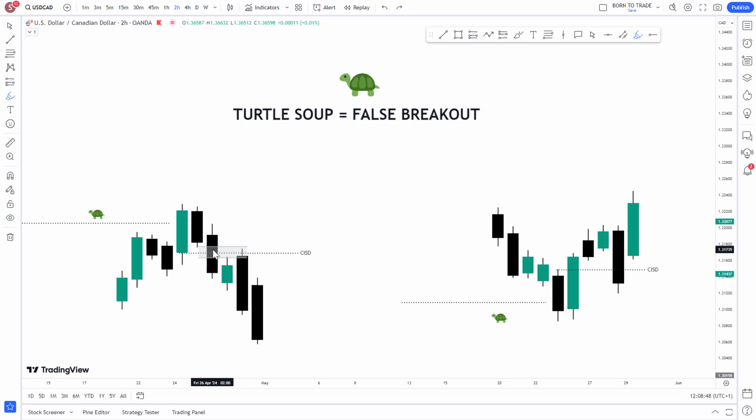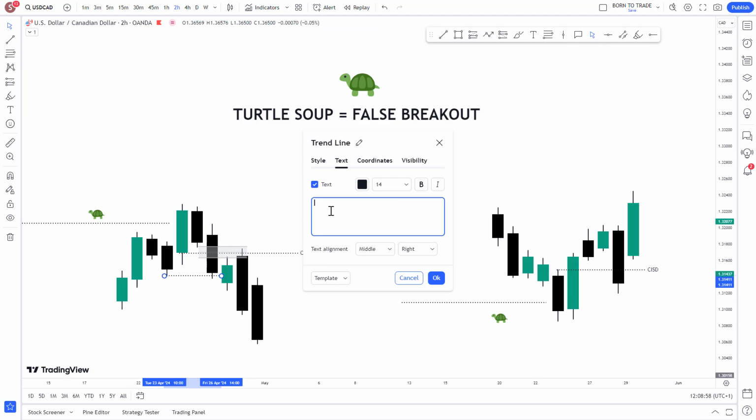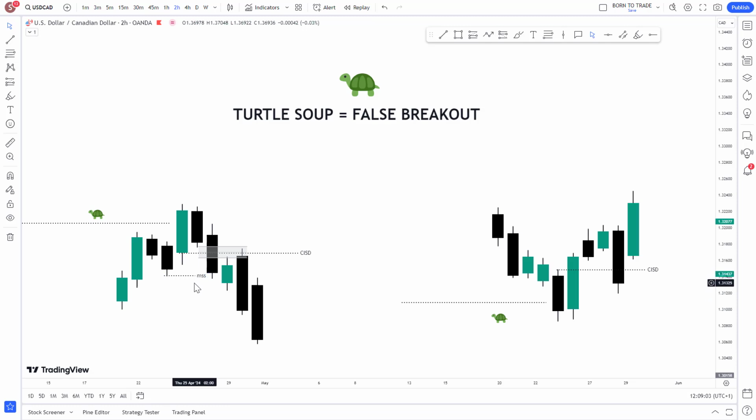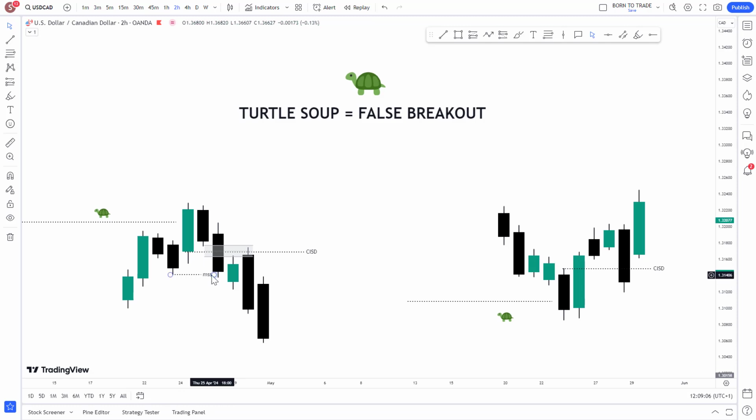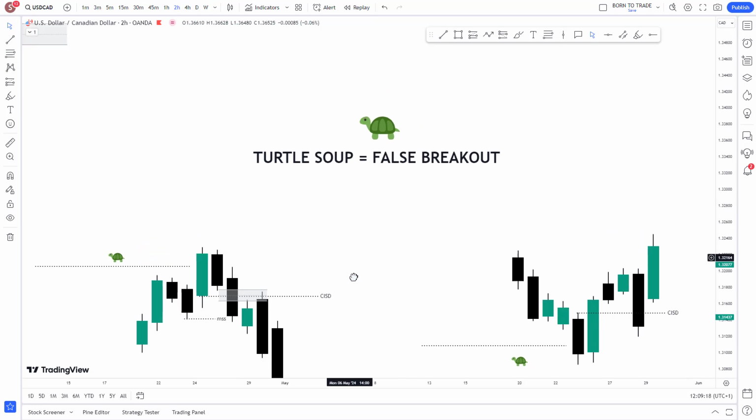Now, change in state of delivery is actually different from market structure shift. If you're actually looking at market structure shift, this was the low which you're going to identify as a market structure shift. Okay, this low right here is going to serve as a market structure shift if it was what we wanted to consider. But we're not looking at market structure shift in this case. We're looking at change in state of delivery. Another thing you have to understand is that market structure shift is actually stronger than change in state of delivery. But let's move to the price chart for a live example.